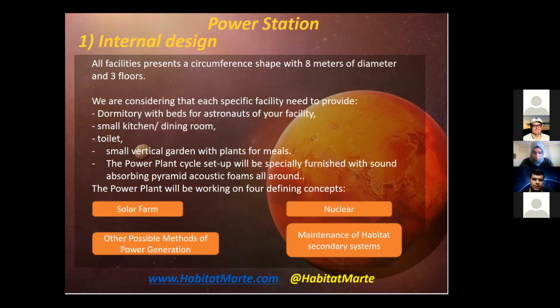The first one is the solar farm, the second one is a nuclear power plant, and the third one is other possible methods of power generation which we can use on the Martian surface. And then there is the maintenance of habitat secondary systems.